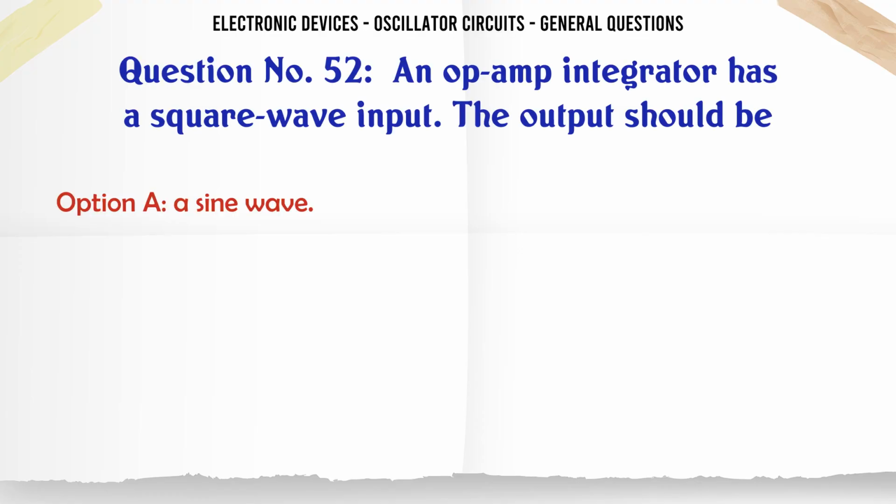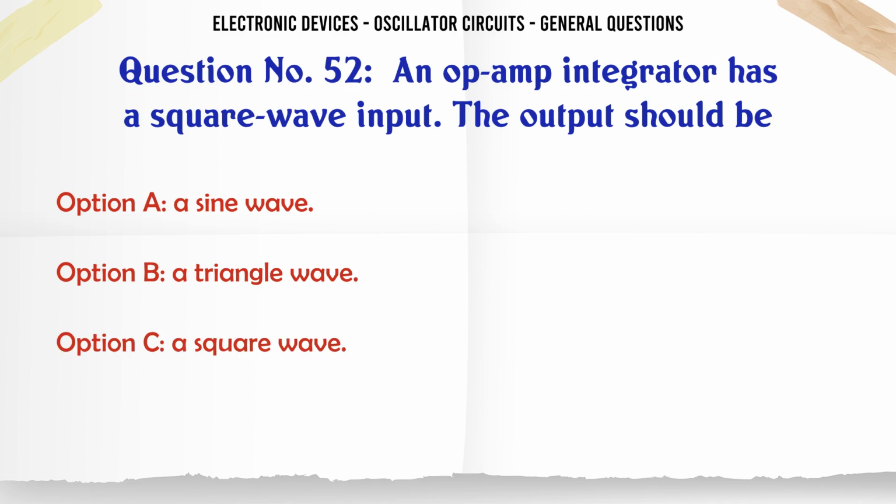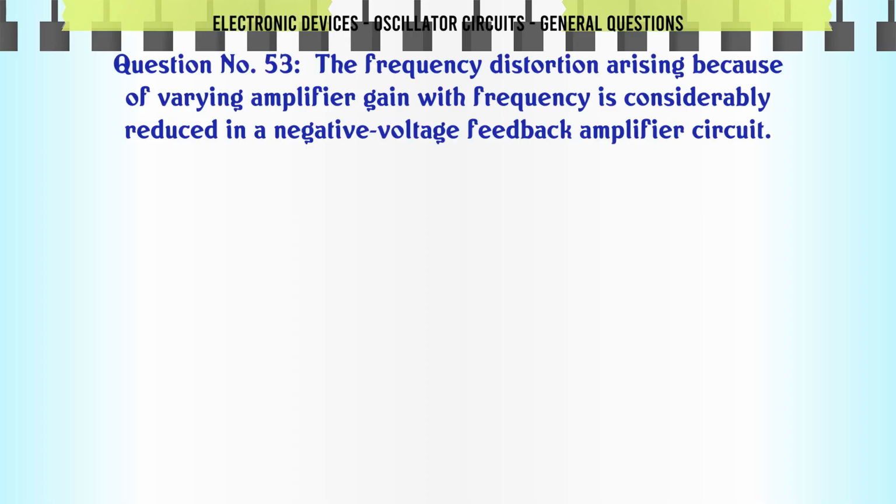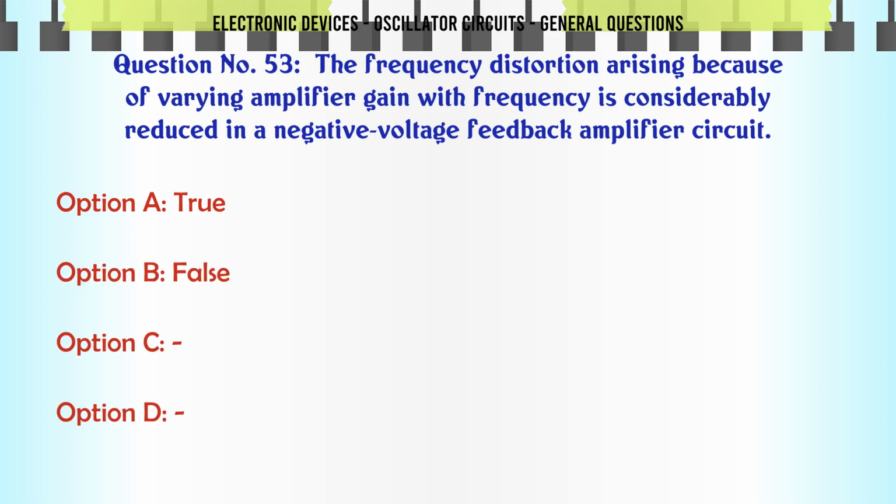An op amp integrator has a square wave input. The output should be A. A sine wave. B. A triangle wave. C. A square wave. D. Pure DC. The correct answer is B. Triangle wave.